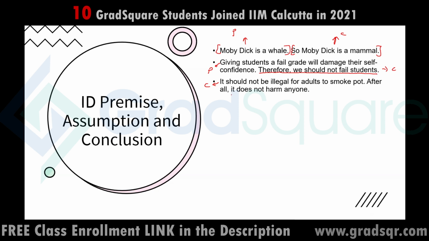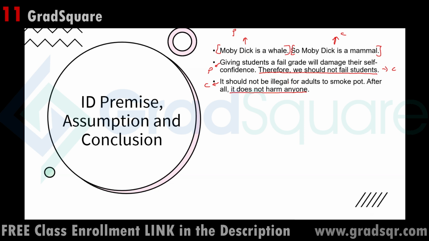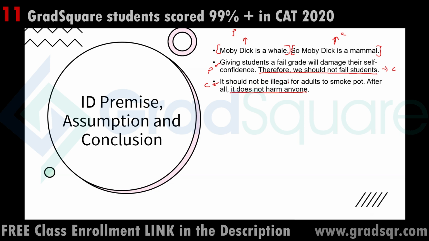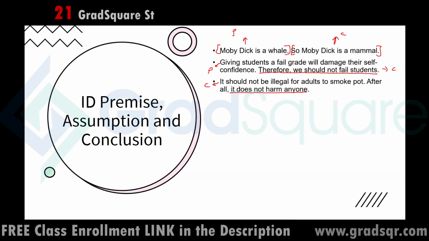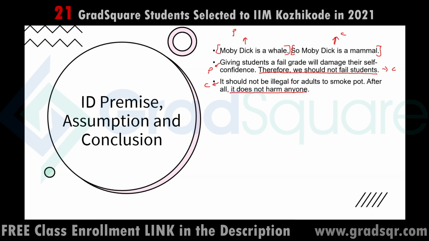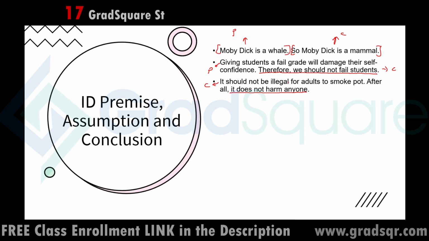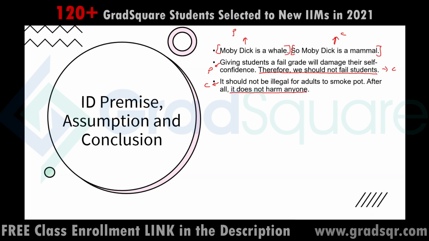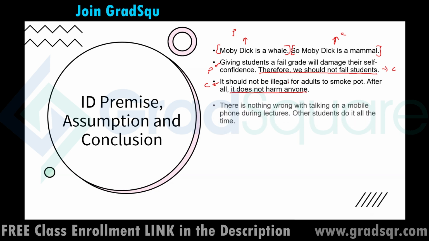So the fact that the author knows is that smoking pot does not harm anyone. And the conclusion that he or she is arriving at from there is that it should not be illegal for adults to smoke pot. So the assumption present in this particular argument is that anything that does not harm anyone else should not be illegal. For something to be illegal, it has to be harmful. If something is not harmful, it should be legal. That is the assumption made by the author.